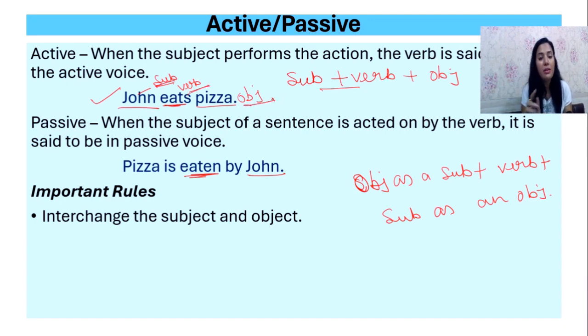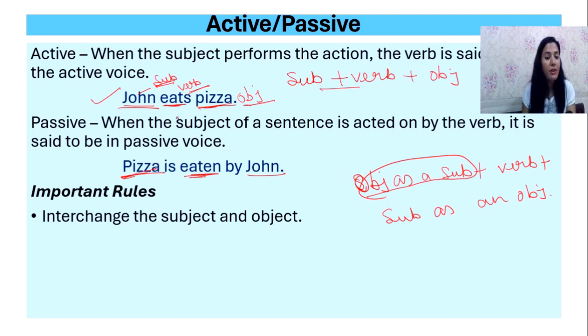When you identify subject, verb, object, then you can interchange the subject and object. So what is the subject of the sentence? John. And what is the object? Pizza. So in passive voice, pizza becomes the subject of the sentence. Right? What I write here? Object as a subject. Okay. So object of an active voice becomes the subject of a passive voice. So pizza becomes the subject of this sentence.